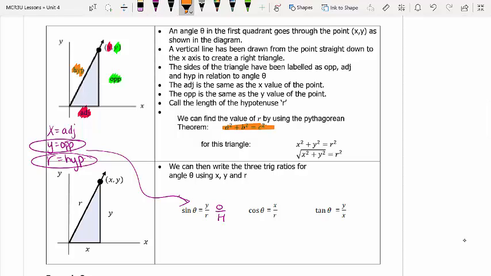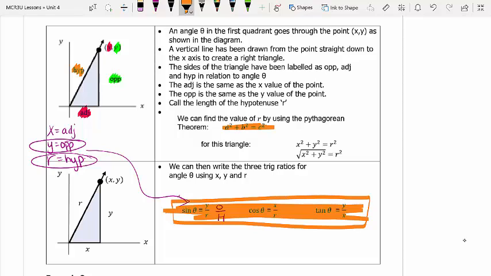So this is just another way of writing those trig ratios, and they're really helpful to use when you're given a point. Okay, because you don't actually have to draw out the triangle. As long as you know the x value of the point and the y value of the point, and you can plug those into Pythagorean theorem to get your r value, you can then generate each of these equations.